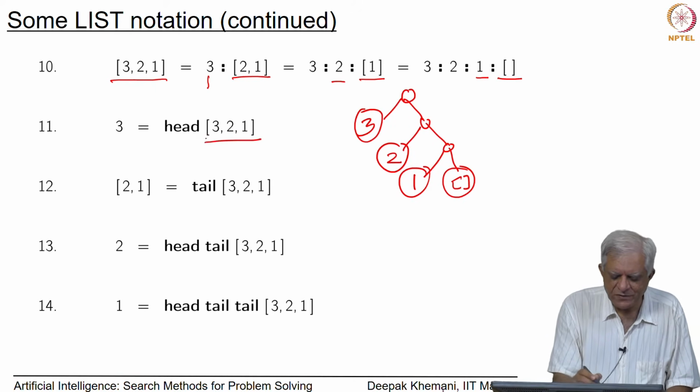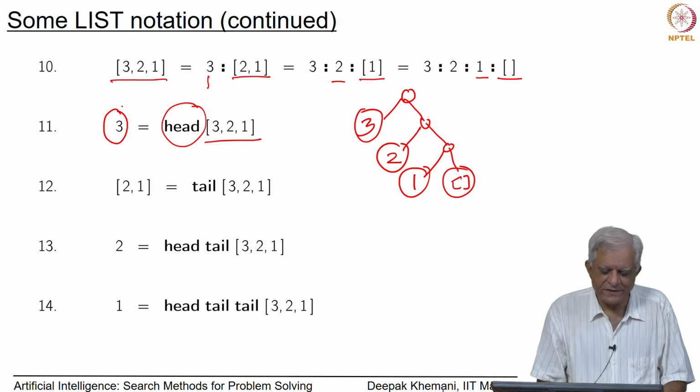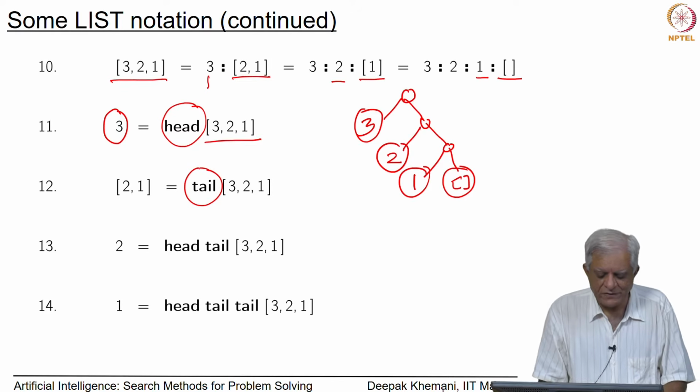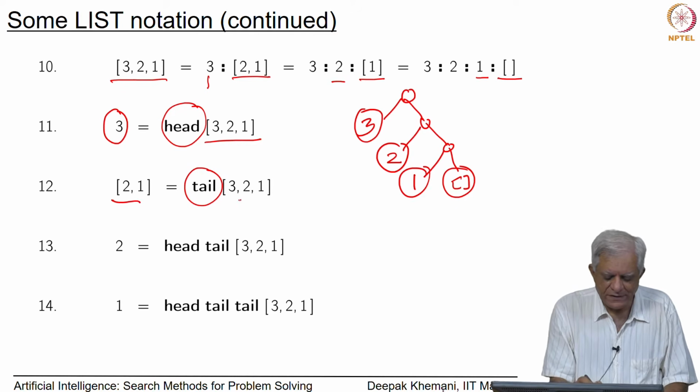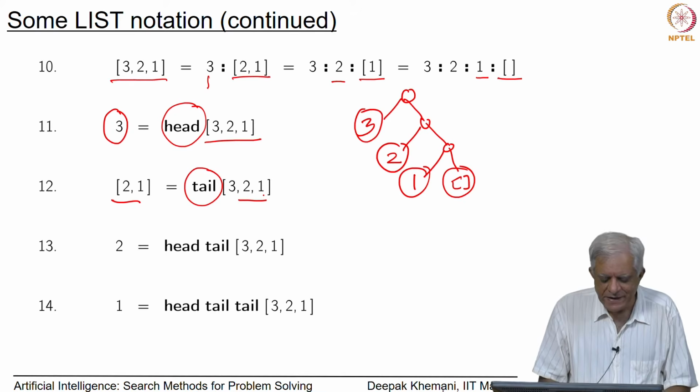Given a list like 3 2 1, if we give the keyword head, what we get is the element at the head of the list. If we use the keyword tail, what we get is the remaining list, which is the tail of the list. So, we can access different parts of the list using these head and tail keywords.